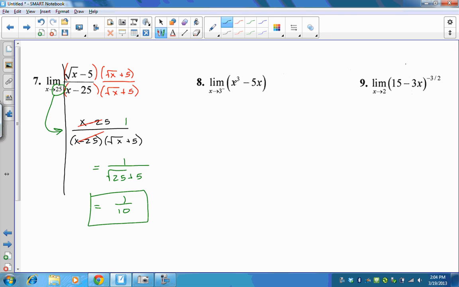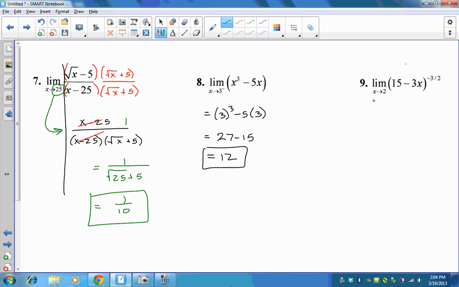Number 8, x approaches 3 from the left. Even though it's from the left, you still start by simply plugging in 3. So this is going to be 3 cubed minus 5 times 3, and that actually is going to work out. 3 cubed is 27. 5 times 3 is 15, and 27 minus 15 is 12. There's your answer to number 8.